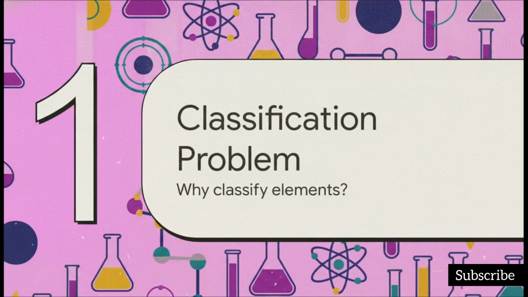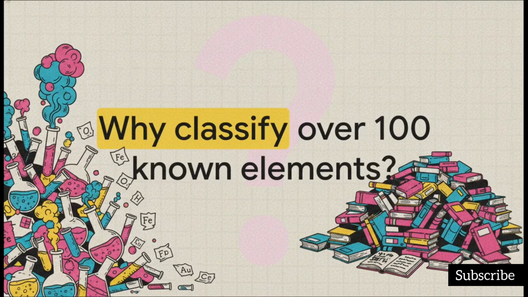Okay, section 1, the classification problem. Let's get right into it. So why do we even care about organizing these things? Well, imagine trying to memorize the individual quirks, reactions, and properties of over 100 different chemical building blocks. Studying every single one separately without any kind of system, it's just insanely difficult. It's literally like trying to find a specific book in a library where everything is just dumped in a giant, chaotic pile on the floor.